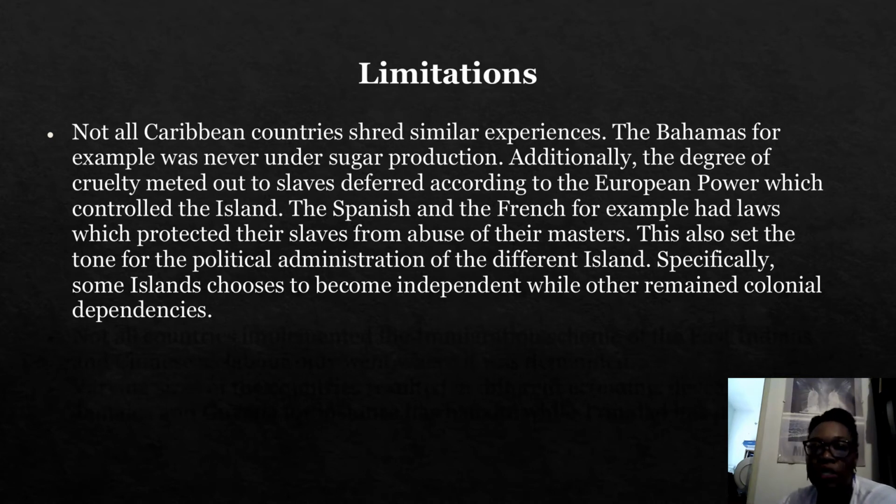Also, when you study the abolition of slavery, you realize that slavery lasted longer in the non-British territories, and even in the case of the Spanish territories, it took another 30 years before slavery was abolished, mainly because the slave life was not as terrible as those in the British. They were also saying that Bahamas, for example, was never under sugar production, all right? And there are other Caribbean countries that produce other crops, and so the experience of the slaves would not have been the same, so it would have produced a different culture, right?